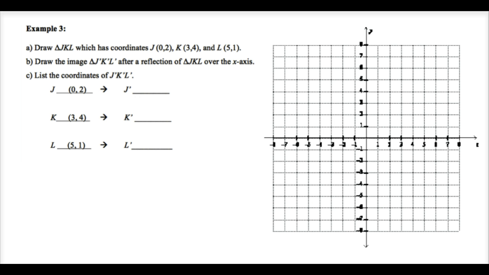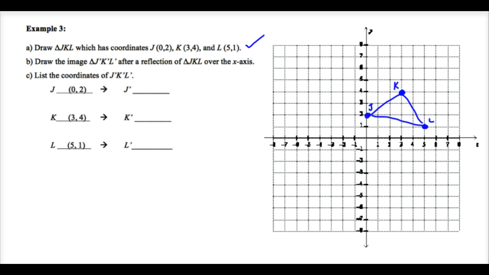All right, example 3, we're going to draw out a triangle with those coordinates. Then we're going to do some reflections to it and get the new coordinates. So J is 0, 2. K is 3, 4. And L is 5, 1. Label out JKL. All right, first part's done.